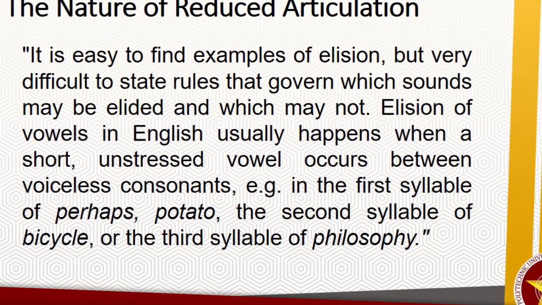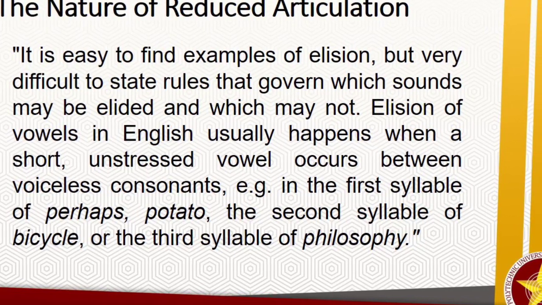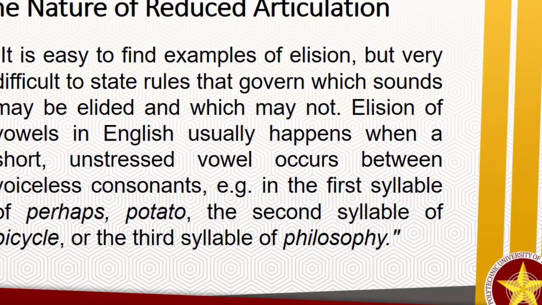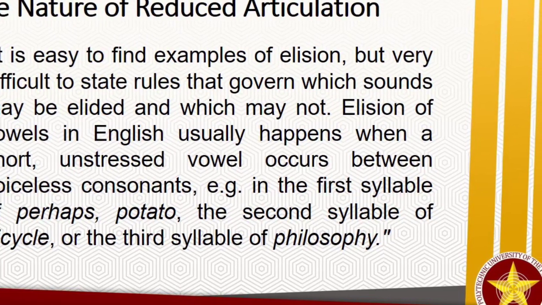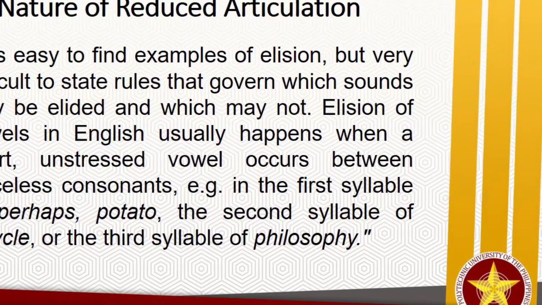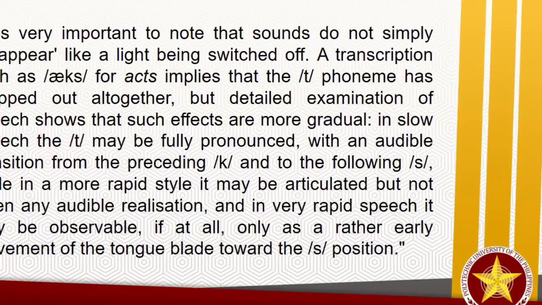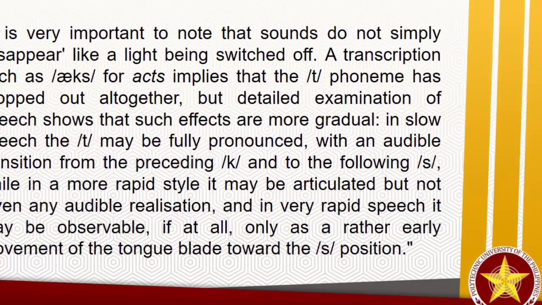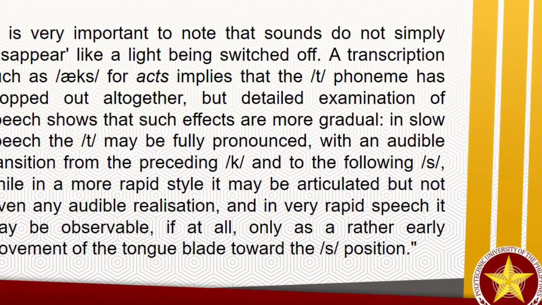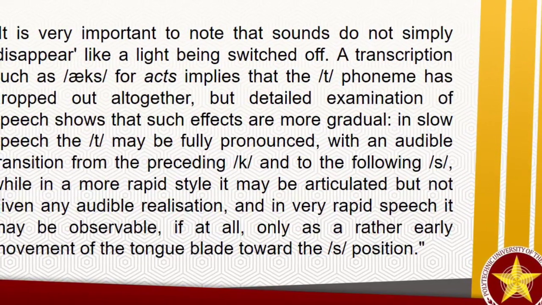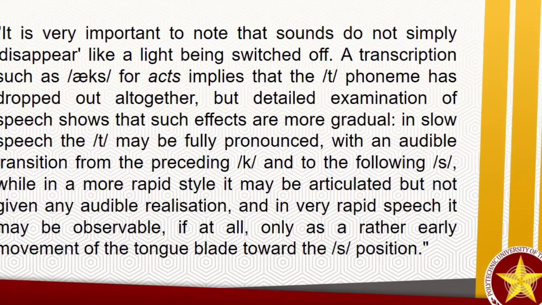Elision of vowels in English usually happens when a short, unstressed vowel occurs between voiceless consonants, e.g. in the first syllable of "perhaps" or "potato," the second syllable of "bicycle," or the third syllable of "philosophy." It is very important to note that sounds do not simply disappear, like a light being switched off. A transcription such as "acts" for "ac(t)s" implies that the T phoneme has dropped out altogether, but detailed examination of speech shows that such effects are more gradual.